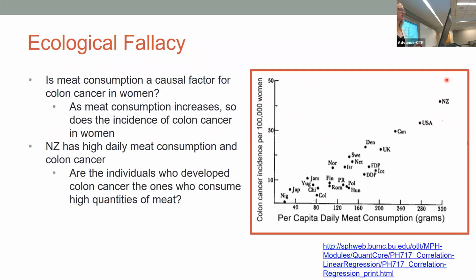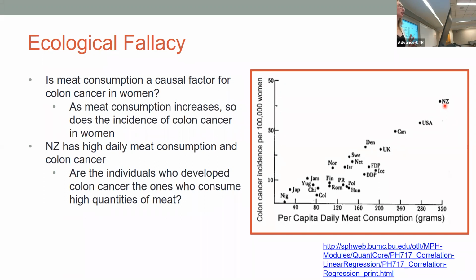Now let's take New Zealand, that's the highest point right here, as an example. It has the highest daily meat consumption and the highest rate of colon cancer. So then my question is, are the individuals who developed colon cancer the ones who consume high quantities of meat?